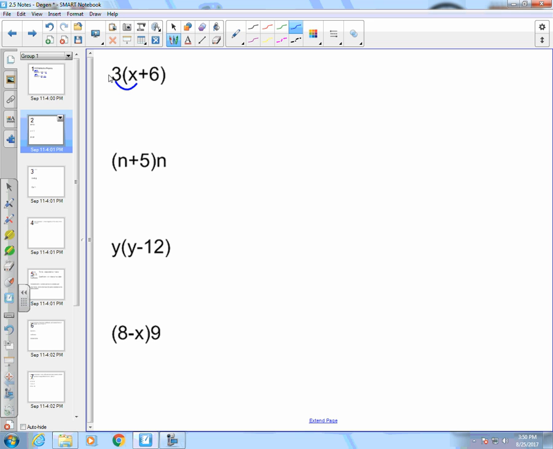We're going to take 3 times the x and 3 times 6. So technically that means 3 times x plus 3 times 6, which is 3x plus 18. Hopefully you're able to go straight to that 3x plus 18. On the next problem, we're taking the n and multiplying it by both terms that are inside the parentheses. And yes, it's on the right-hand side, and that's okay. We can still distribute it from the right.